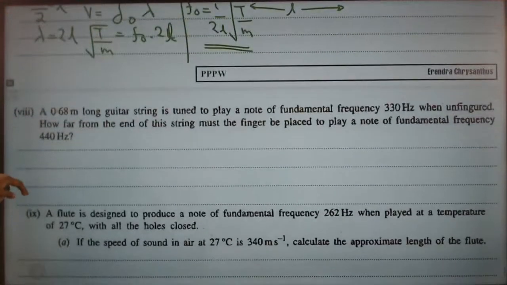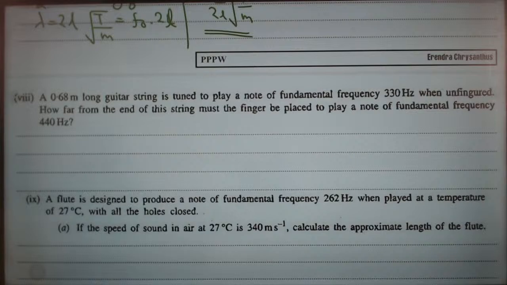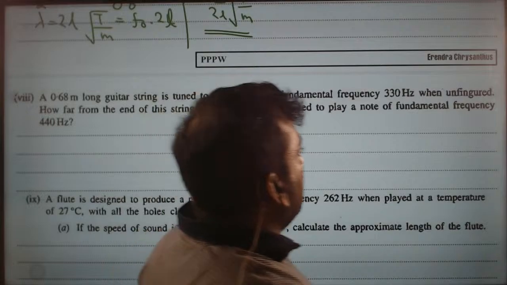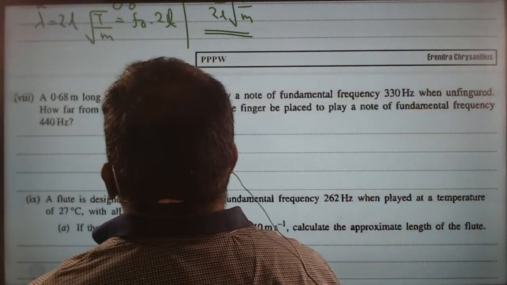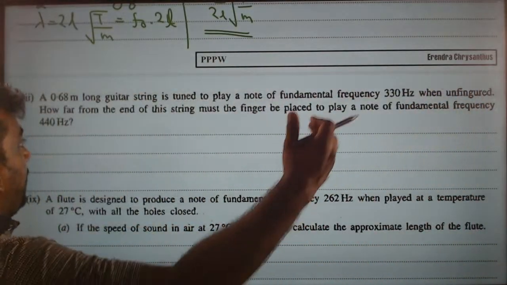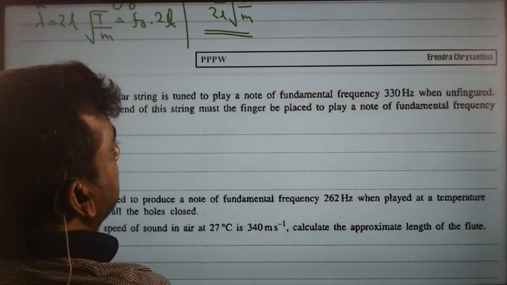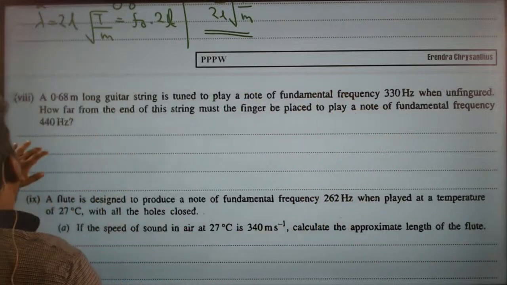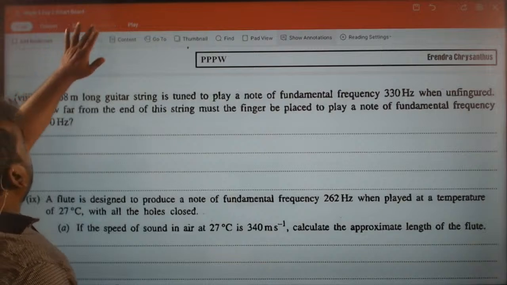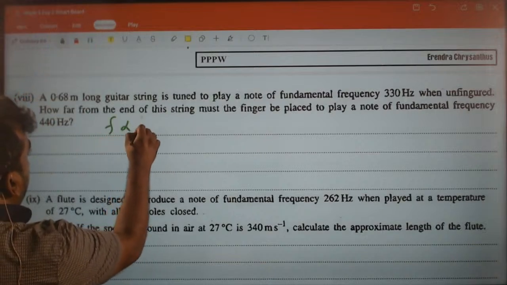Okay. A 0.68 m long guitar string is tuned to play the fundamental note 330 Hz when unfingered. How far from the end of this string must the finger be placed to get a note of fundamental frequency 440 Hz? Frequency is inversely proportional to length.